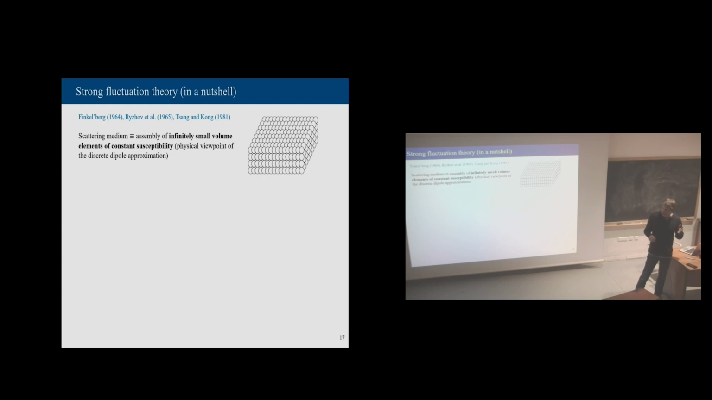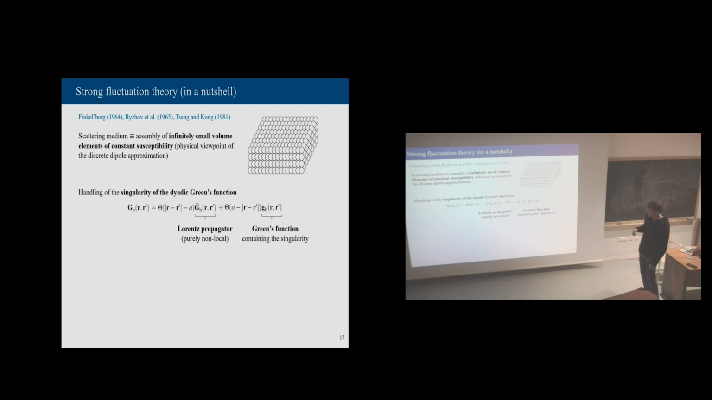So there is another approach that is very important. It's called the strong fluctuation theory. I will not describe it in detail, but just give you a few elements to understand how it works. Essentially, you describe your scattering medium by an assembly of infinitely small volume elements with a constant susceptibility, or a constant delta epsilon. This is the same physical viewpoint as the discrete dipole approximation. This discretization allows you to handle the singularity of the Green's function.